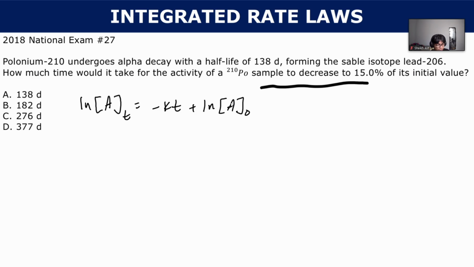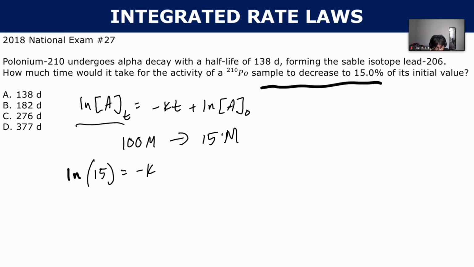We know that a sample decreases to 15% of its initial value. So let's just say the initial value was 100 molar, and our final molarity is 15 molar. That's 15% of 100, so 15 molar. And so the natural log of our final concentration, that's going to be the natural log of 15, equals minus K times time plus the natural log of our initial concentration, which is 100. So we need to figure out time, but in order to figure out time, we need to figure out what K is. Well, we can figure out K if we look at the half-life equation.